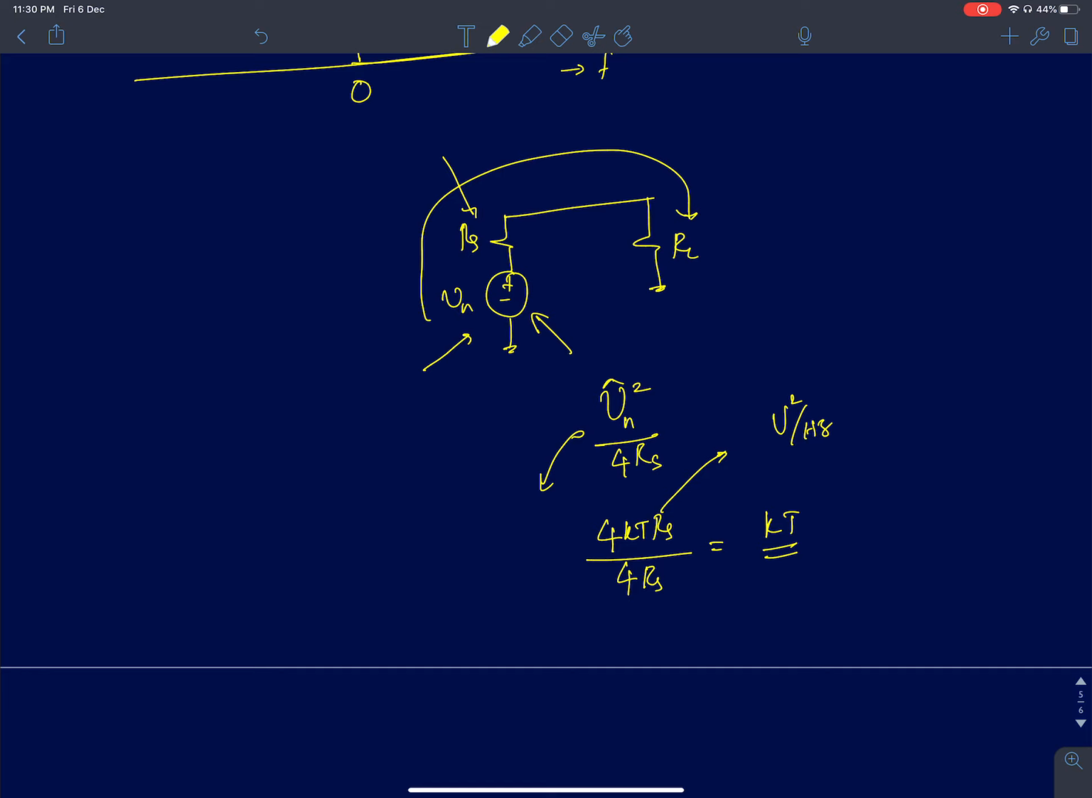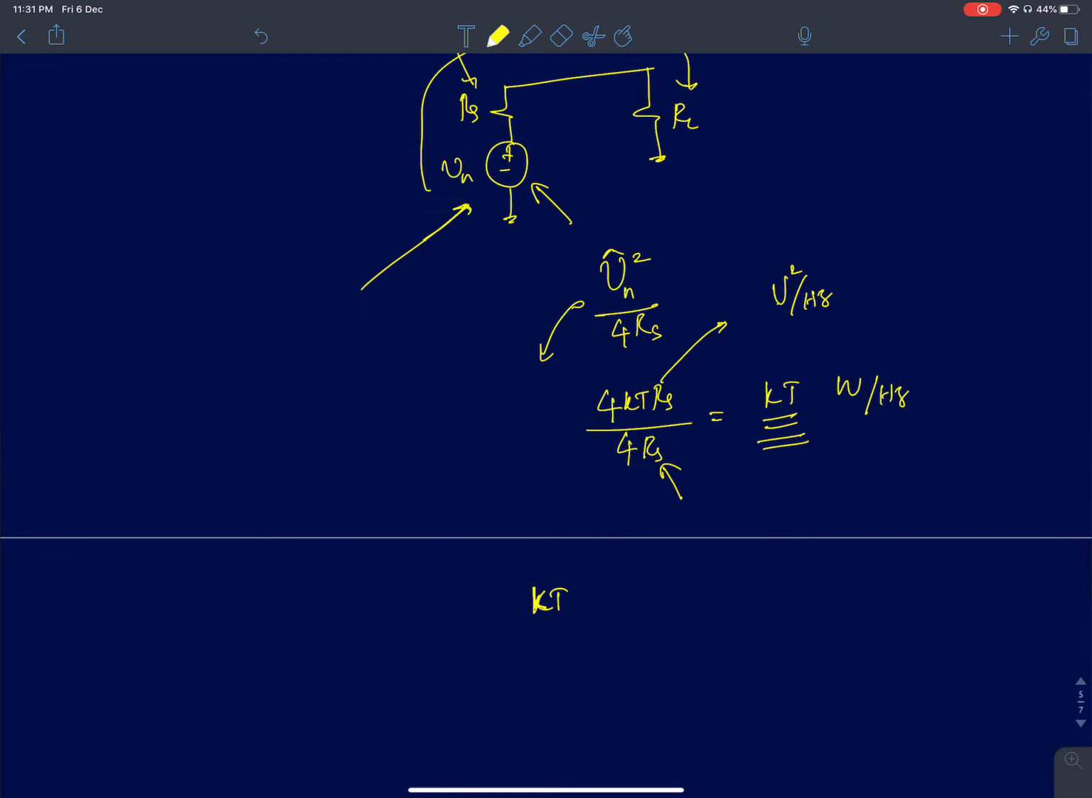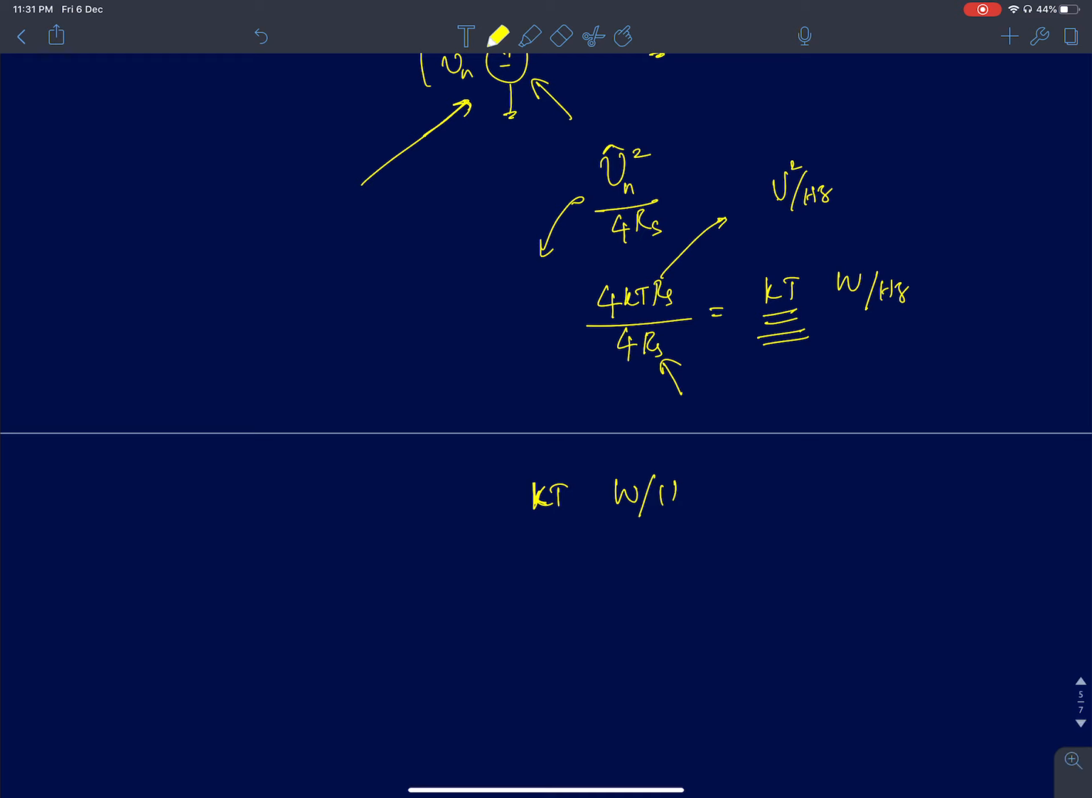That divided by 4Rs is going to give me units in watts, because this is volt square and resistance in ohms. The units is going to be watt per hertz. So this term kT is called the available noise power. This is the power that the noise of a resistance can deliver to a matched load. Now this is not actually power; it is power per hertz. I mean, it's a spectral density.